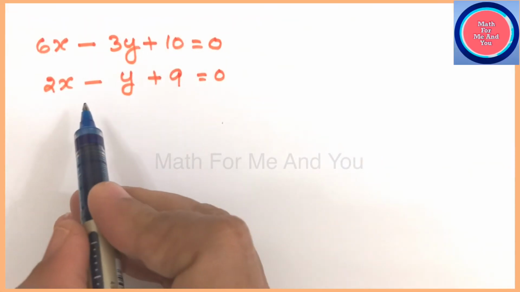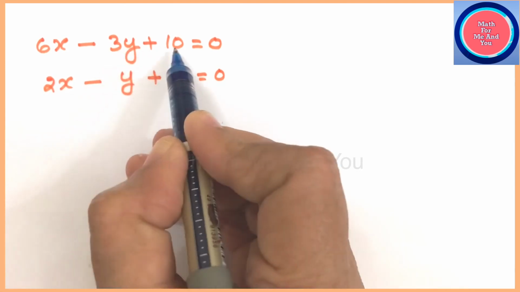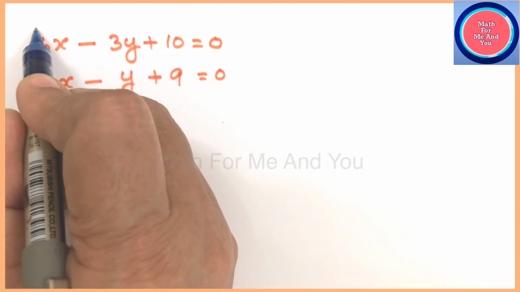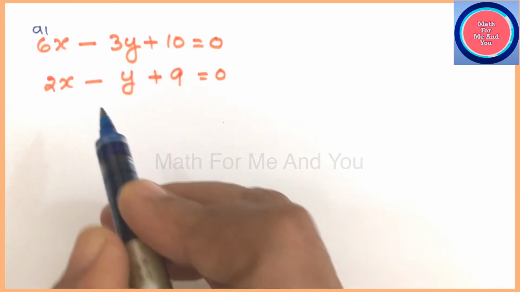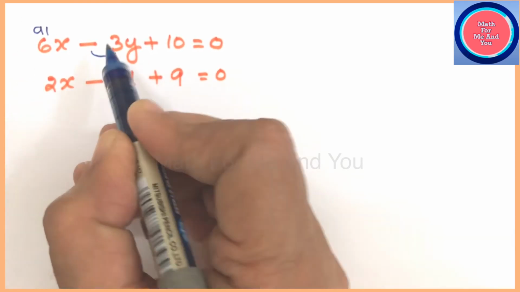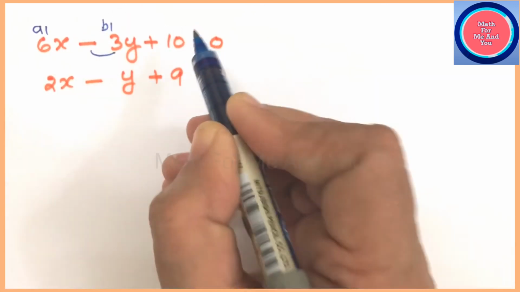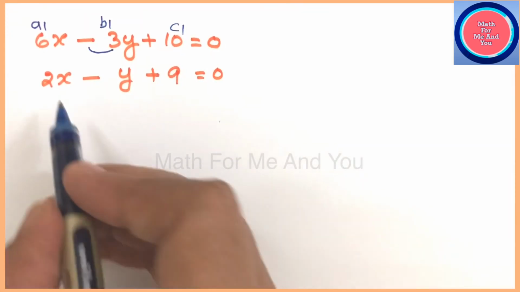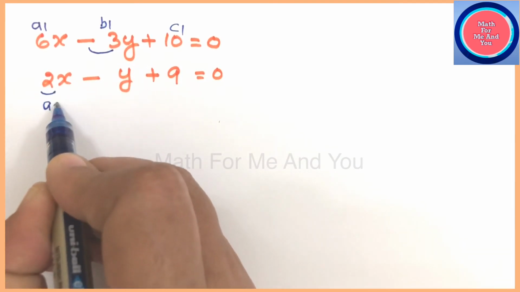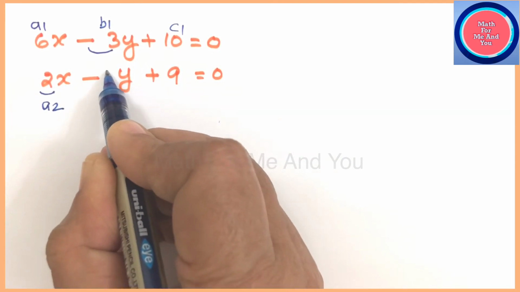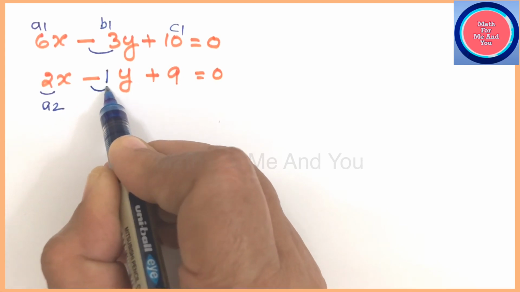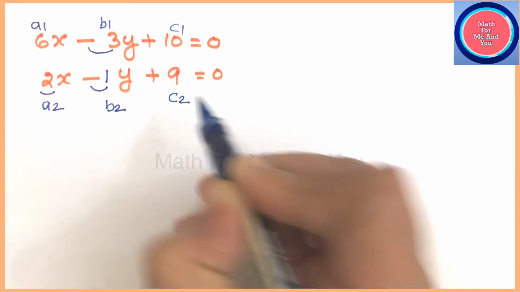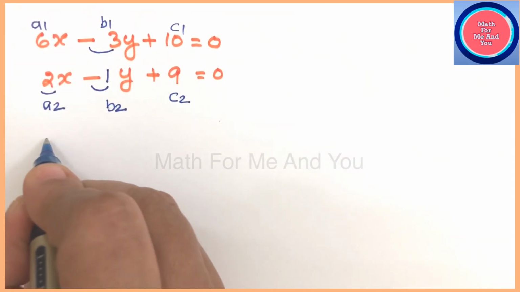Consider the next pair of linear equations. 6x minus 3y plus 10 equals 0, 2x minus y plus 9 equals 0. We can see what is a1. a1 is coefficient of x in the first equation. b1 is minus 3, negative 3, and c1 is 10. Come to the second equation, then we can see what is a2. a2 is 2. b2 is minus 1 there. So we will consider b2 as negative 1. And c2 is 9.